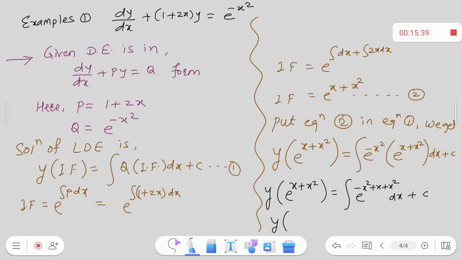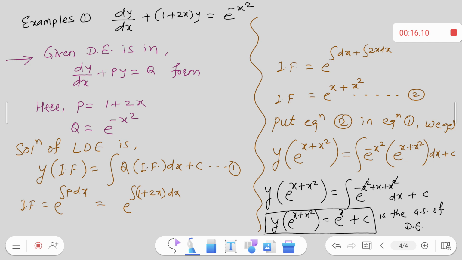So y into e to the power x plus x square is equal to e to the power of minus x square plus x square, and that term cancels. The remaining term is only the exponential function e to the power x, and as we know, the integration of e to the power x is e to the power x, plus c. This is the general solution of the given differential equation.